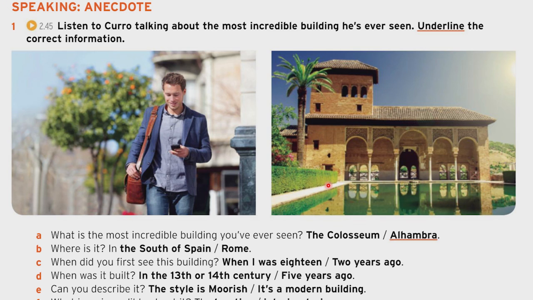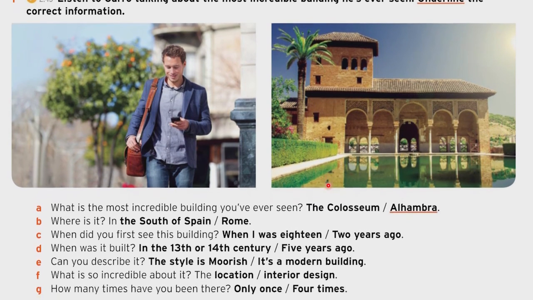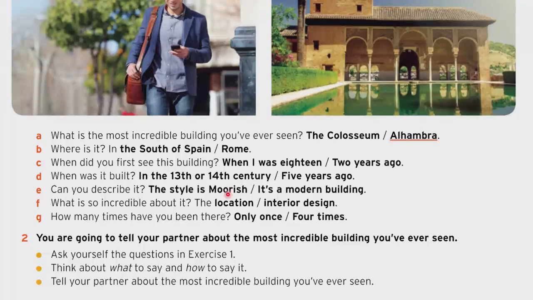Alright, now that you have listened to the audio, you must choose the correct alternative for these questions. And when you finish, you're going to call your classmates and tell them about the most incredible building you've ever seen. You already know how to do this. You're going to ask yourself these questions so that you can think about what to say and how to say it. And when you finish, you're going to call them and tell them about that incredible building.